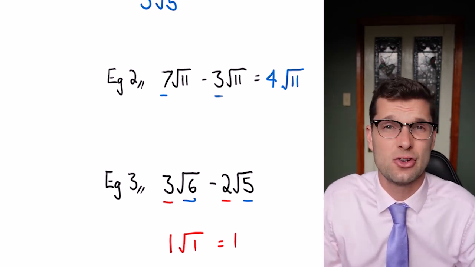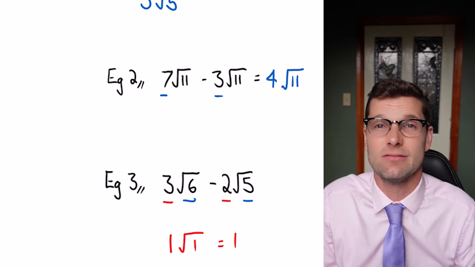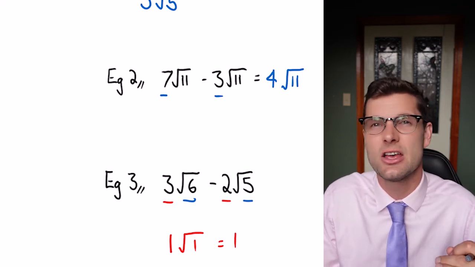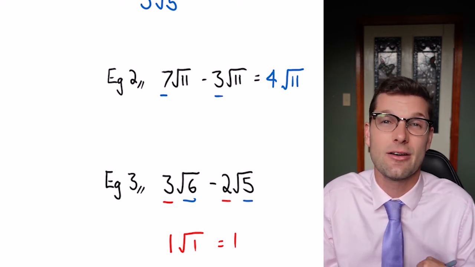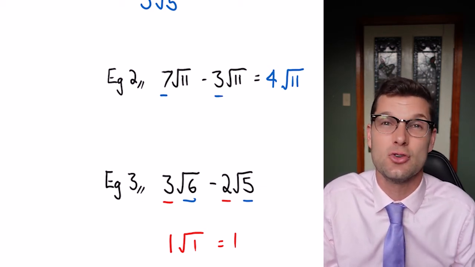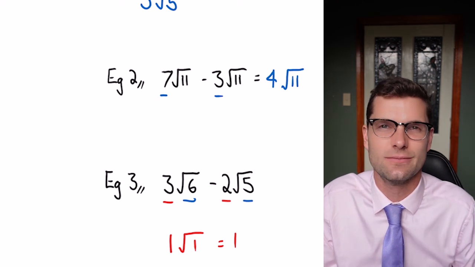So all you have to do is leave it as the question. That's fully correct. So just because it's there doesn't mean you have to manipulate it. Only if the surds are exactly the same can you start to do addition and subtraction.